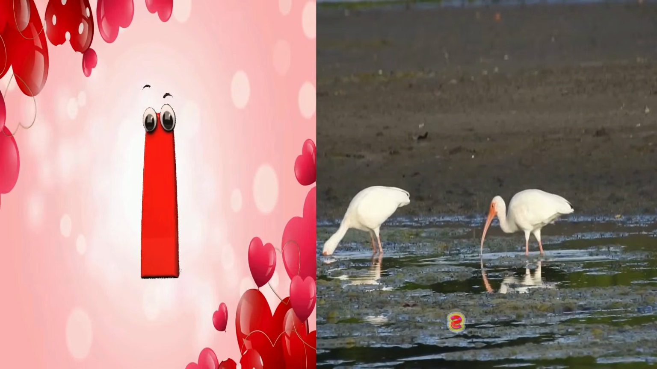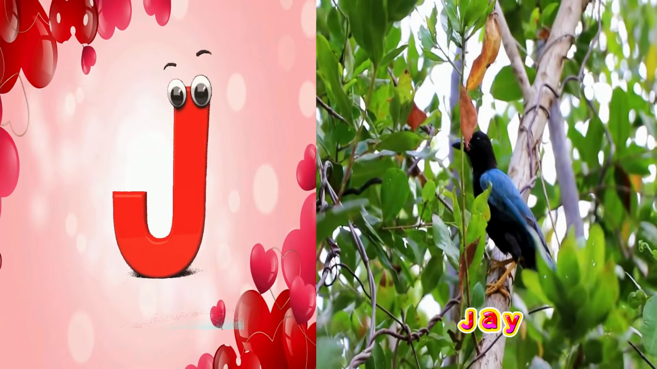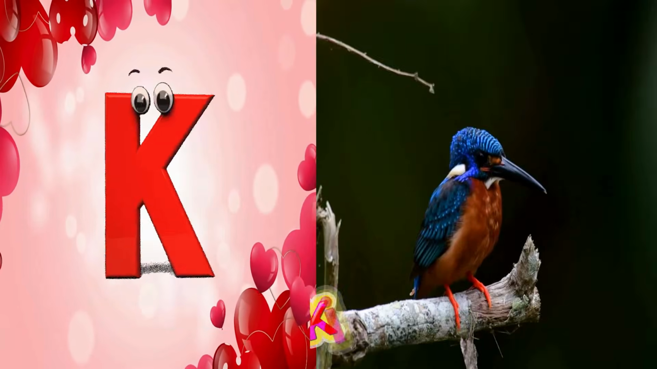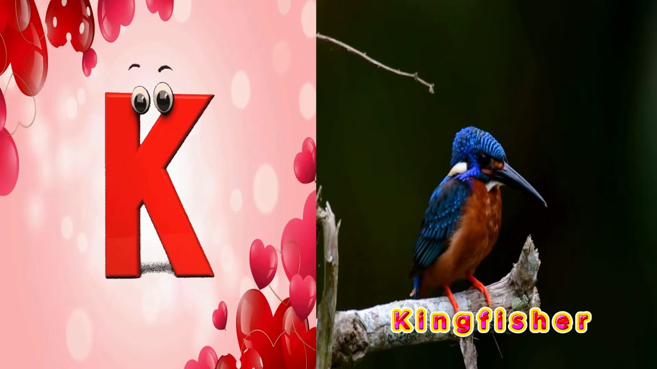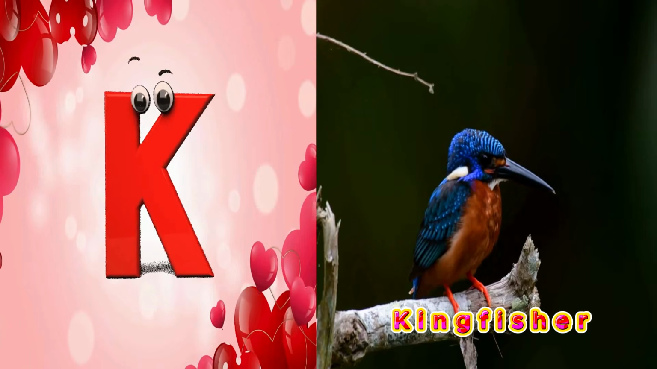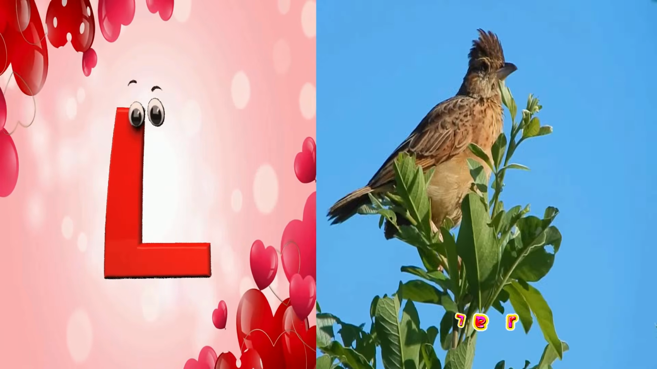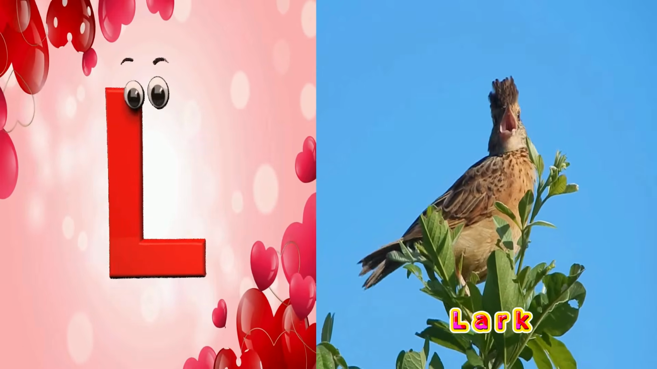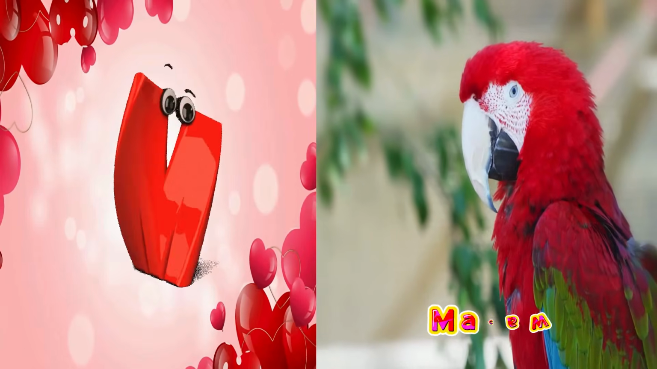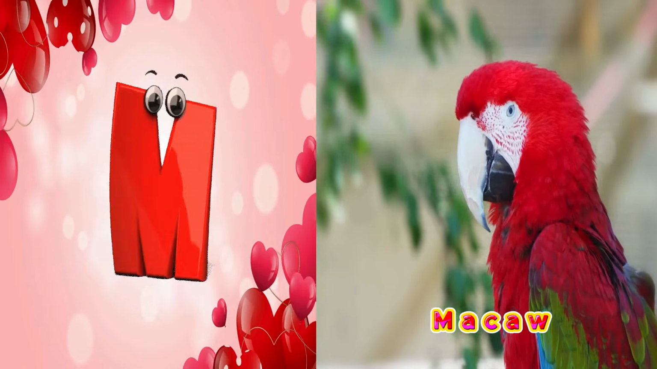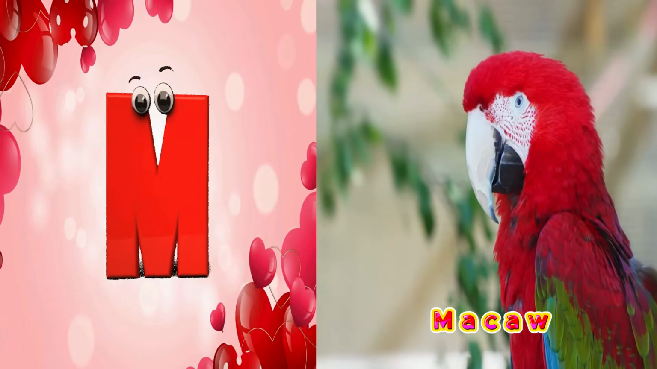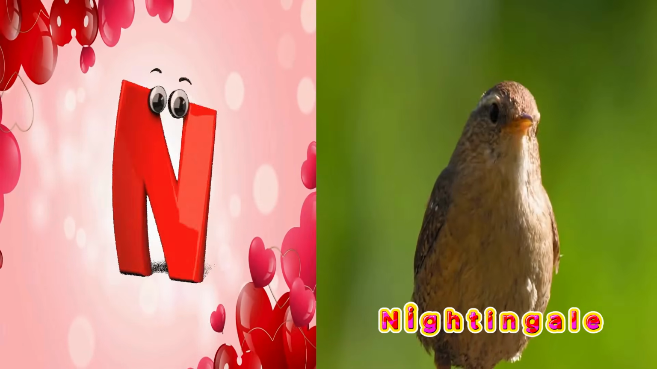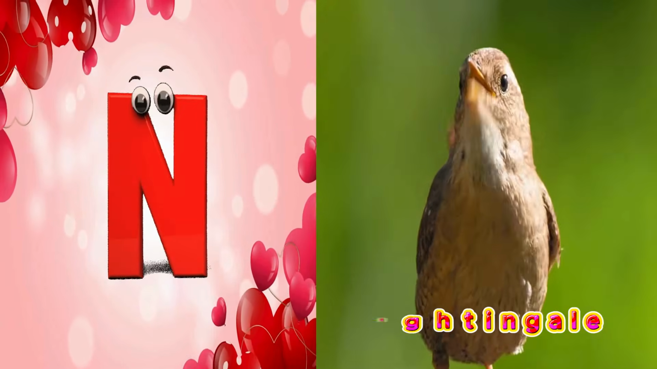J is for jay. K is for kingfisher, kingfisher. L is for lark, lark. M is for macaw, macaw. N is for nightingale, nightingale.